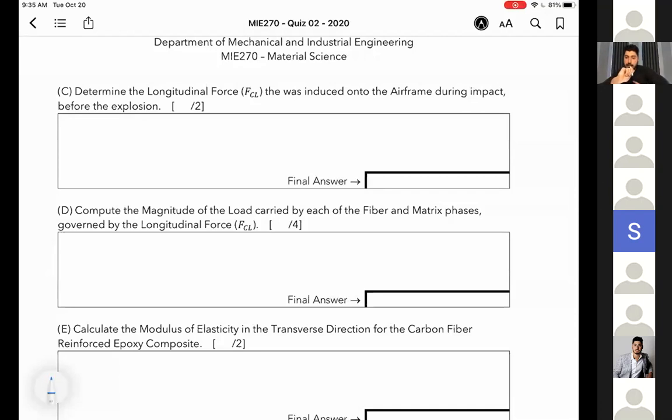Do we have area? Yes, area is given. I do want to mention something though. The reason we can't use that equation is why?